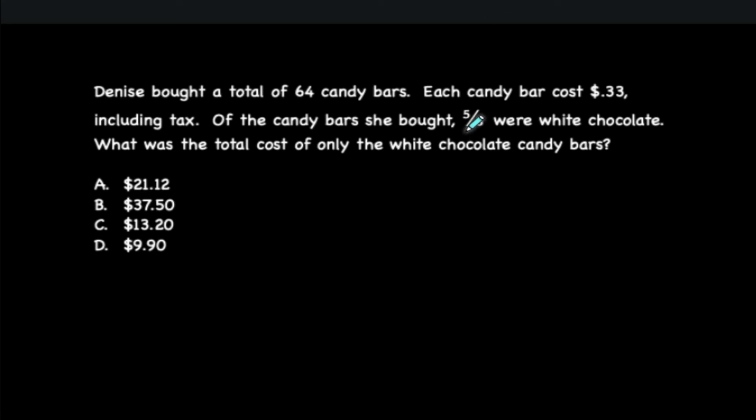All right, so we know we're talking about 5/8 of white chocolate candy bars, and we need to know the total cost of the white chocolate candy bars. All right, so in order to find out how many white chocolate candy bars there are, we have to actually multiply 5/8 by 64. And remember, this keyword of right here is simply telling you to multiply. Okay, so let's go ahead and do that. So we have 5/8 times 64. And then to make this easier on yourself, if you want to, you can place this 64 over 1. It doesn't change the value of the number, okay?